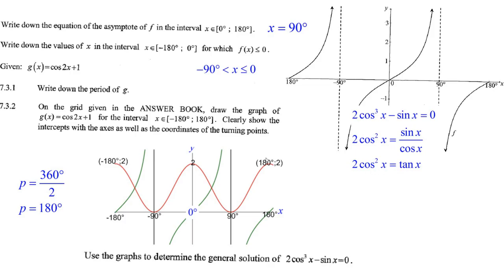But what's 2 cos squared? Maybe it's this thing here, cos 2x plus 1. Let's try. The cos of 2x plus 1. The cos of 2x is 2 cos squared minus 1. Plus 1 cancels. It is 2 cos squared.